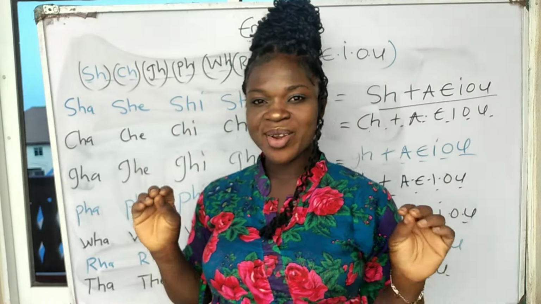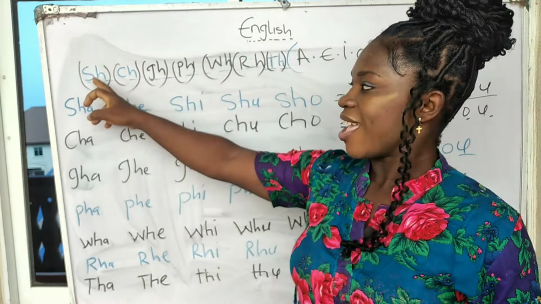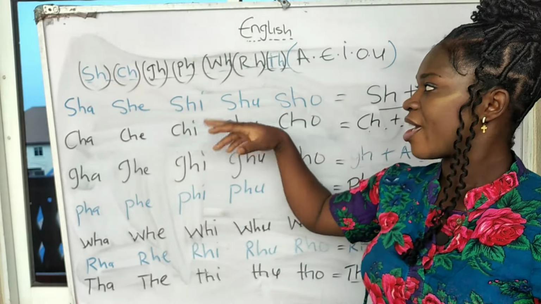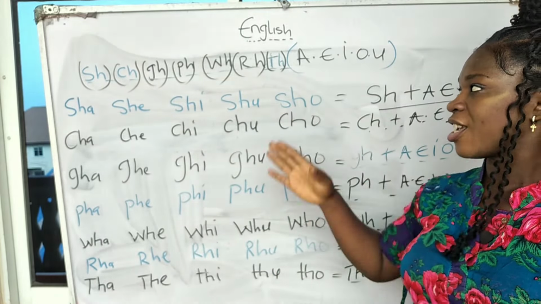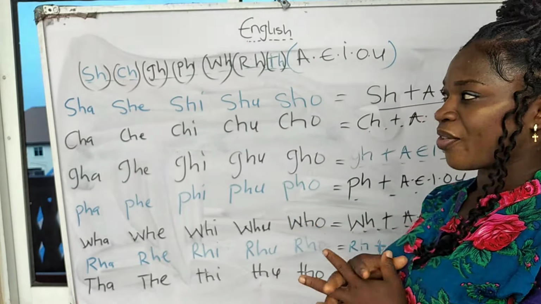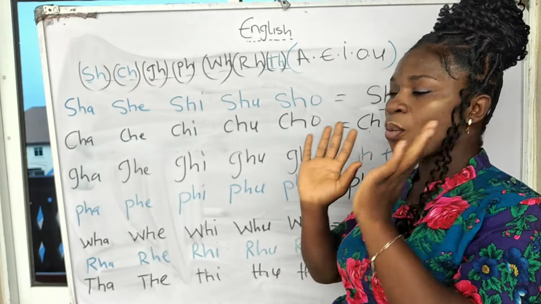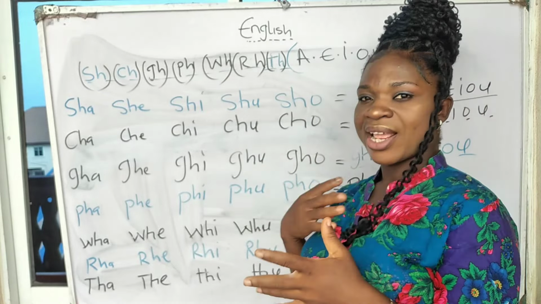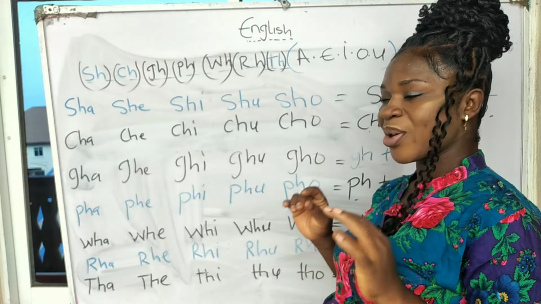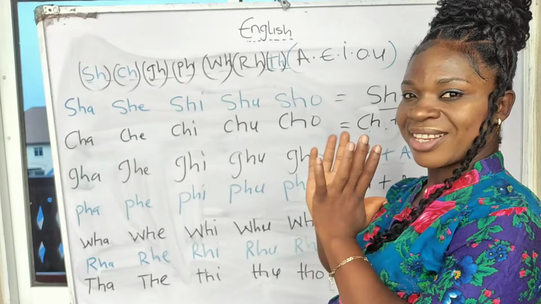On today's video, we're going to be looking at this right here on the board. These sounds: SH, CH, GH, PH, WH, RH, TH, plus the vowels. In a previous video, I made mention of the fact that some of these letter combinations sound different when they appear at the end of the word compared to when they appear at the beginning. So today, we're going to be looking at how we can pronounce them when they begin a word. Let's dive straight into it.